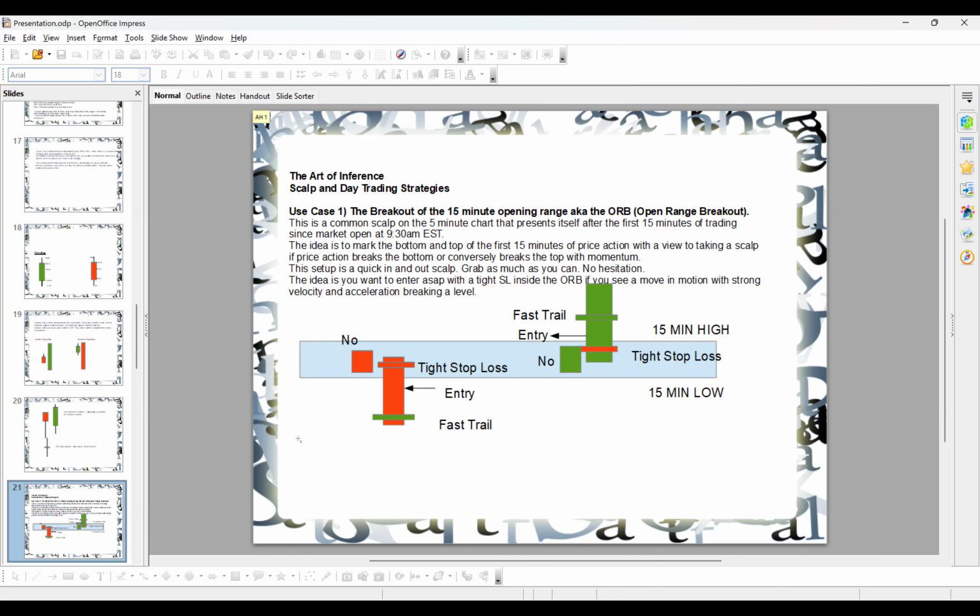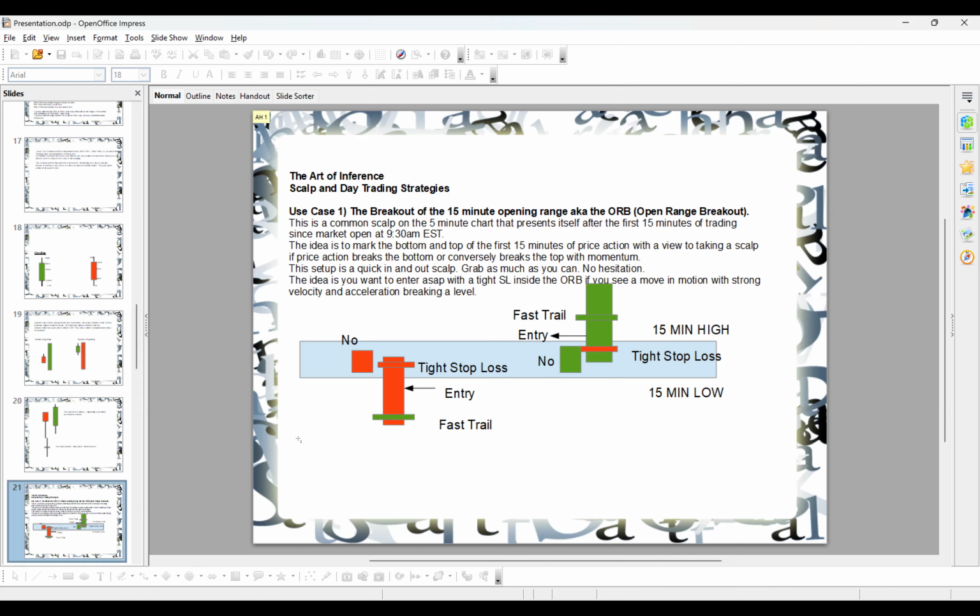Okay, so the first use case I want to talk about is what we call the breakout of the 15-minute opening range. ORB stands for opening range breakout. Now, this is a common scalp on the 5-minute chart. Those of you that use the 2-minute chart, it doesn't really matter. It presents itself after the first 15 minutes of trading since market open at 9:30 a.m. It actually presented itself this morning.